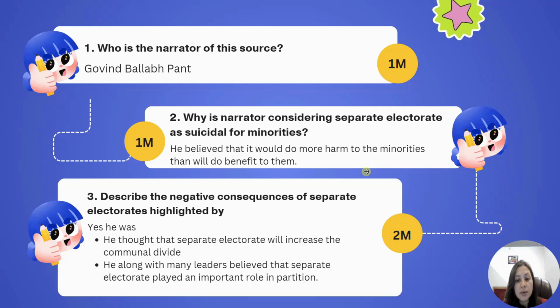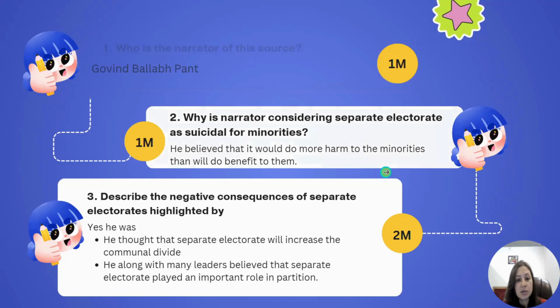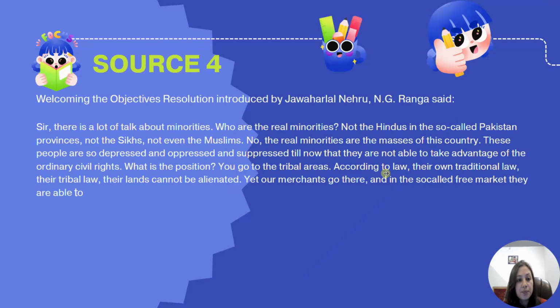Describe the negative consequences of separate electorates as highlighted. He thought that separate electorates would increase the communal divide. People would fight amongst each other. It would bring more disunity in the country. He, along with many leaders, believed that separate electorates played an important role in partition. And he was correct also.